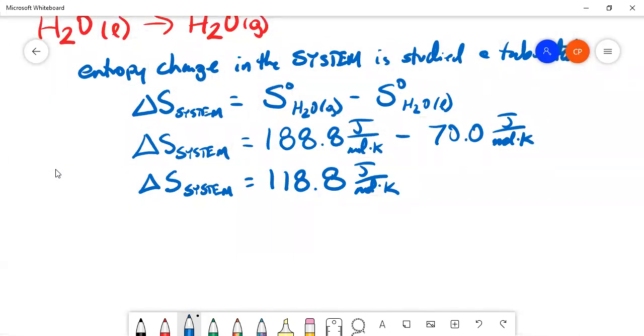So, how much heat energy does water absorb as it goes through this transition? Well, what quantity do we have that's tabulated that tells us about the amount of heat energy that gets absorbed at constant pressure?